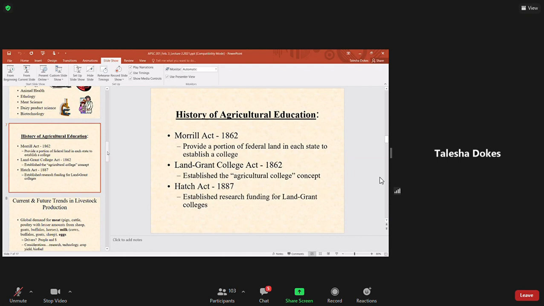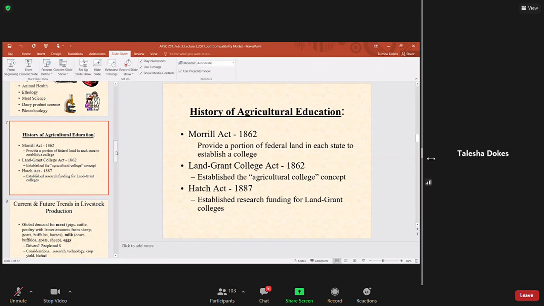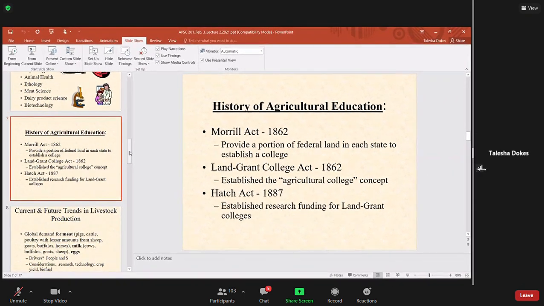The concept was to establish agricultural colleges, which focus on practical agricultural science, military science, and engineering. Most of those are STEM focused areas and research. And the Hatch Act of 1887 established research funding for land grant colleges. That funded the research and the land grant mission to help move these schools and the research forward.